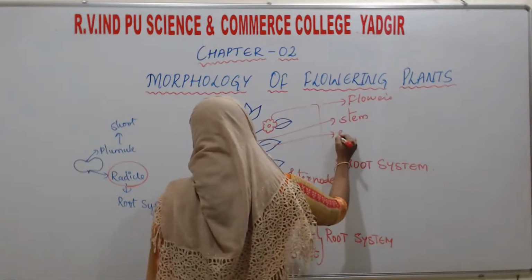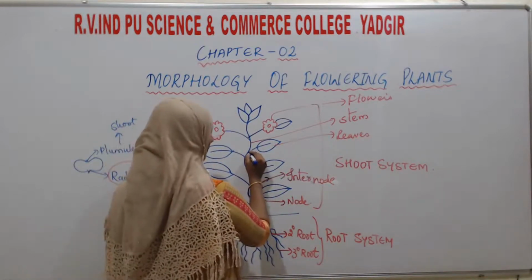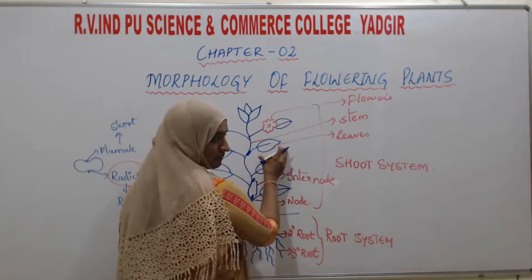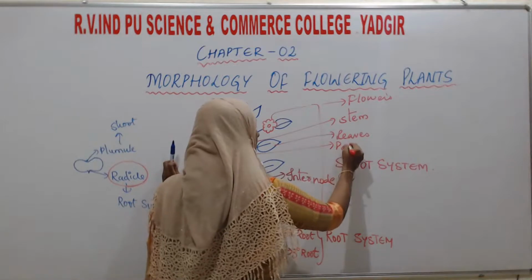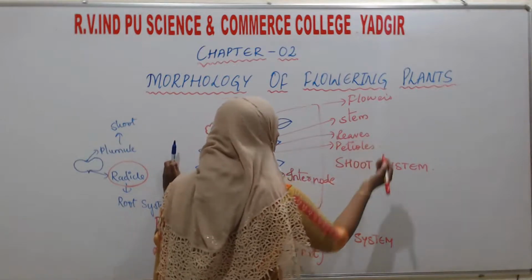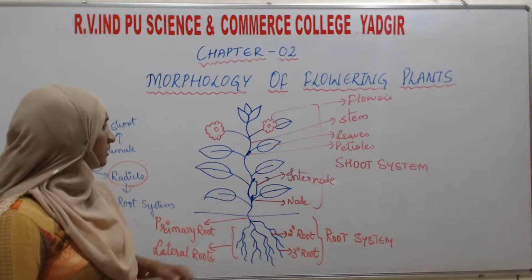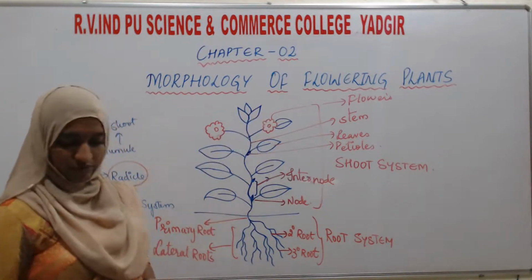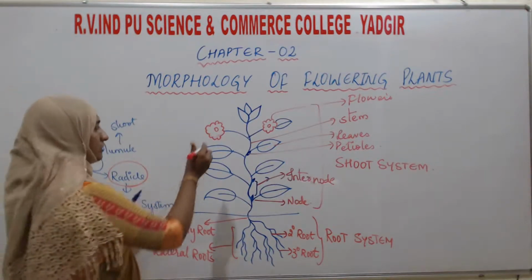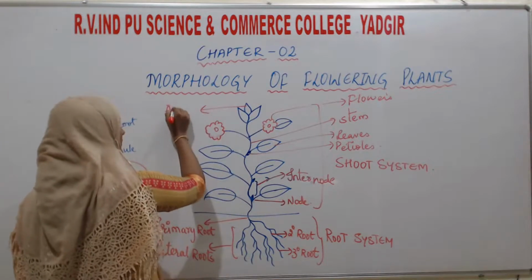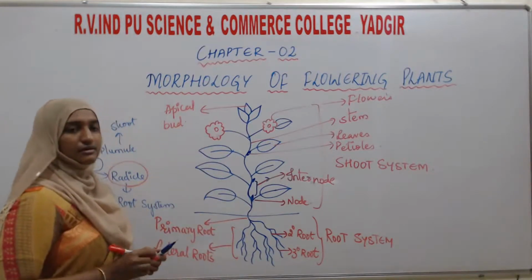Then these are the leaves, and the base of the leaf, which is forming and giving rise to the leaf, is the petiole, which holds the leaf. Then this is the stem. See, and one more thing, at the terminal end of the plant, there is a presence of an apical bud. So this is the structure.